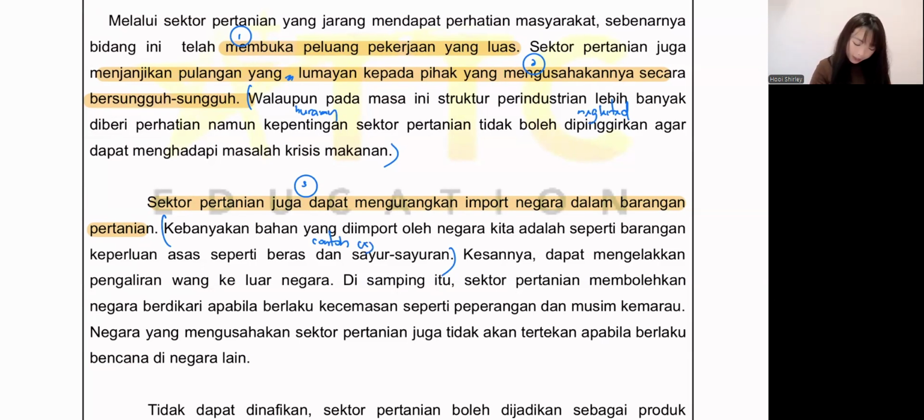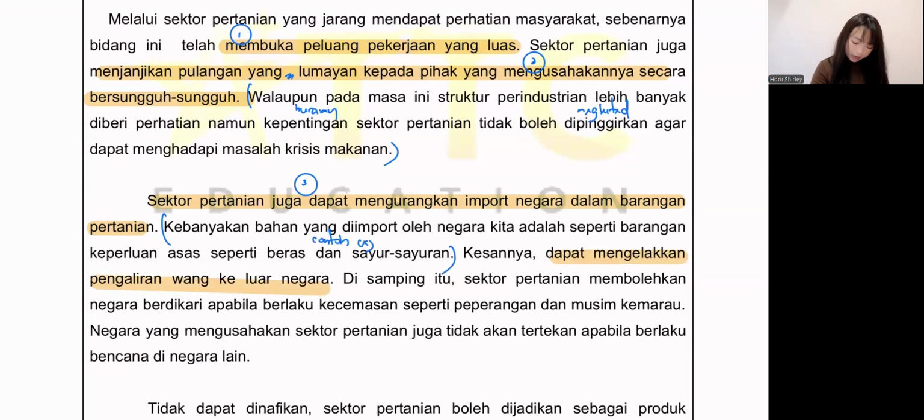Kesannya dapat mengelakkan pengaliran wang keluar negara. So we will be able to reduce the money outflow to other country. Di samping itu, sektor pertanian membolehkan negara berdikari apabila berlaku kecemasan. So it led us to become more independent because if anything happens, we also will produce the food ourselves. We do not rely on other country.